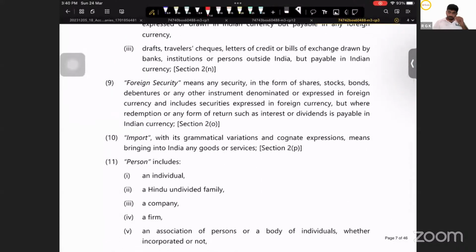Import: bringing into India any goods or services. When you bring to India any goods or services, it is called import.